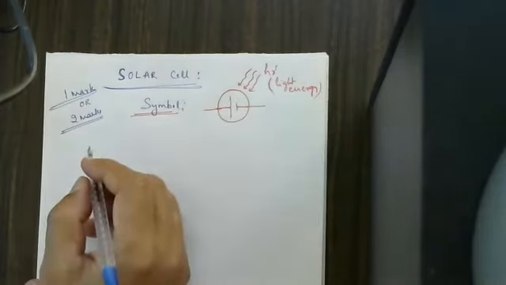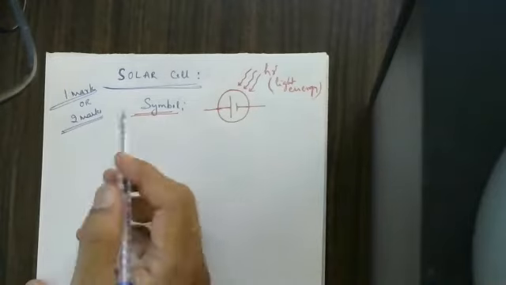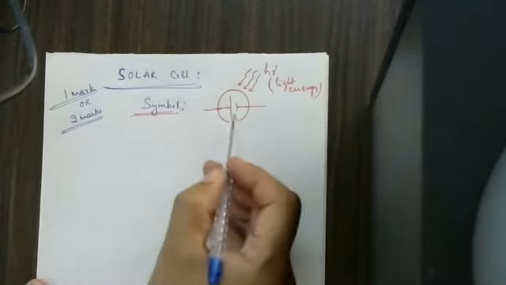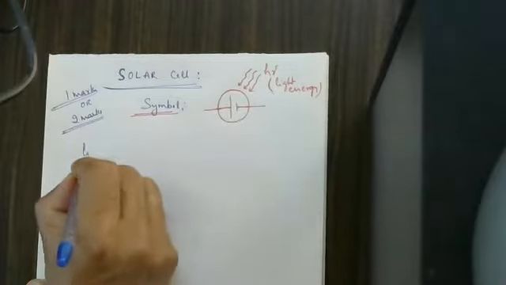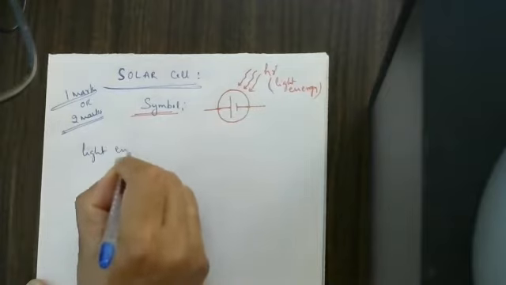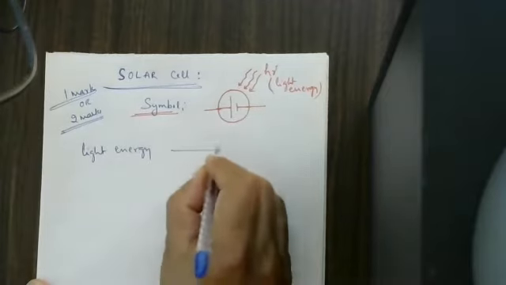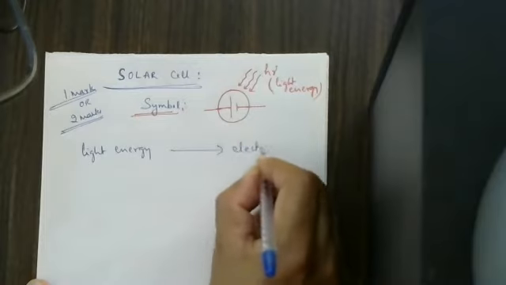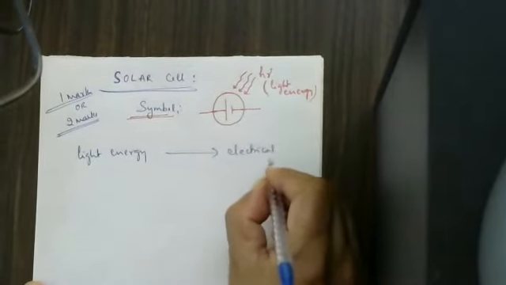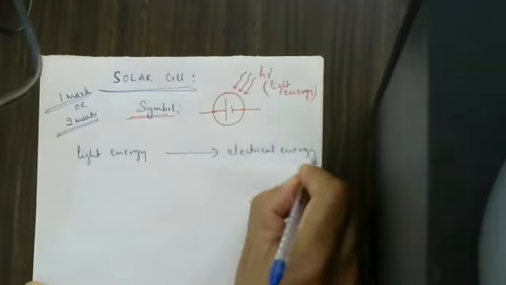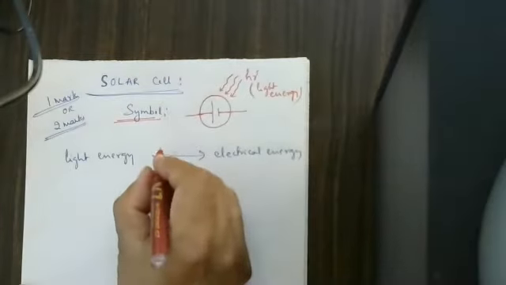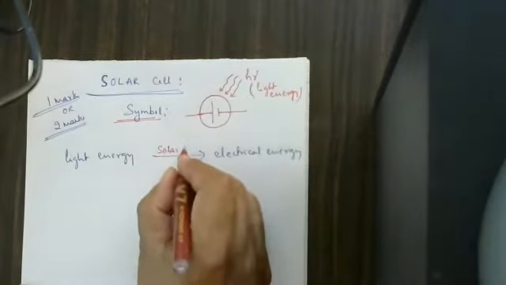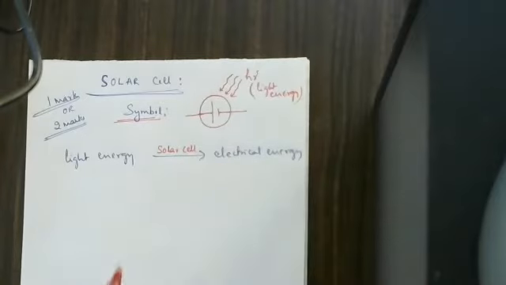Next question: solar cell, how does it work? What is the principle adopted in the case of a solar cell? Here we are converting light energy into electrical energy. To convert the light energy into electrical energy, we require a cell here. Now that cell is called by the name solar cell. It is a solar cell.